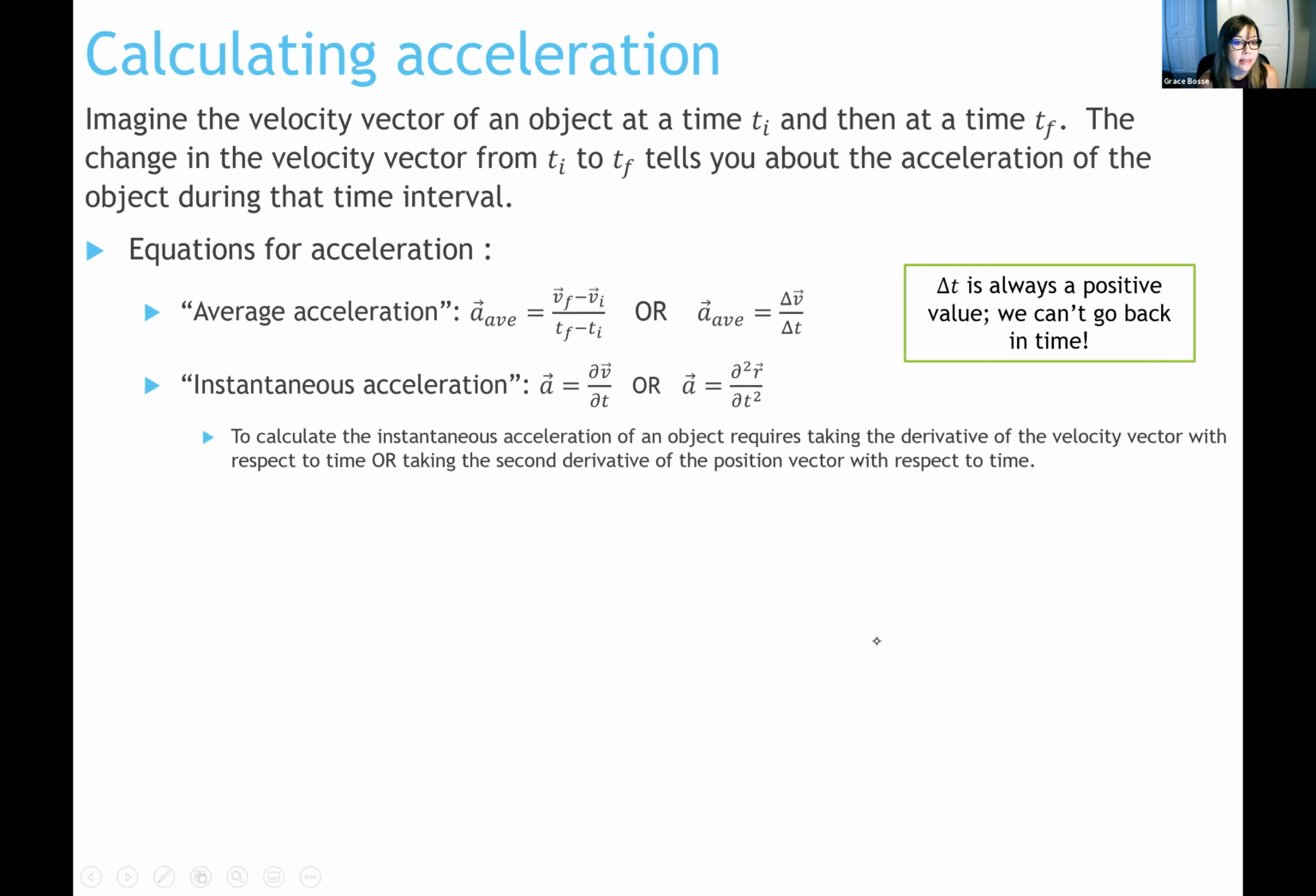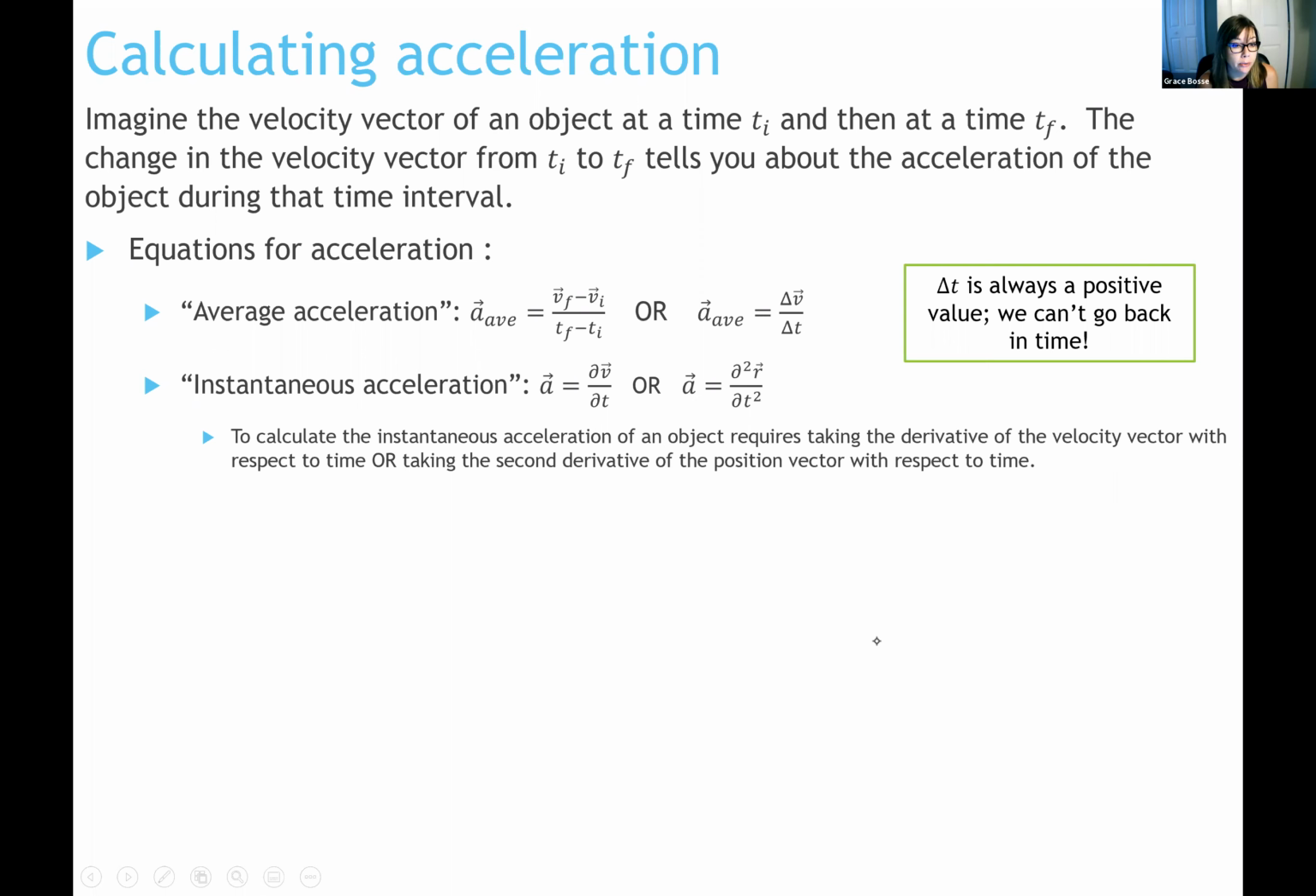To calculate instantaneous acceleration, you will take the derivative of the velocity vector with respect to time. That's how you could calculate that using calculus. If you remember, velocity is the derivative of position with respect to time. So really that makes acceleration equal to the second derivative of position with respect to time. So these are some equations you may use later on in your physics courses.